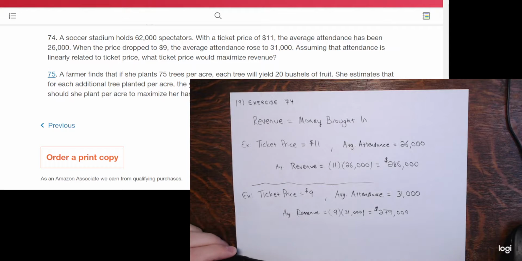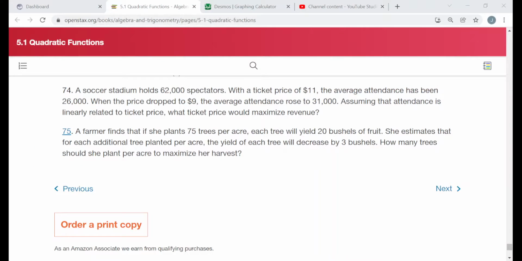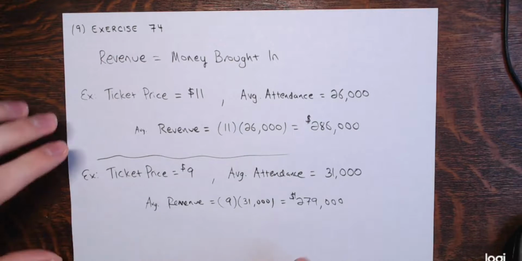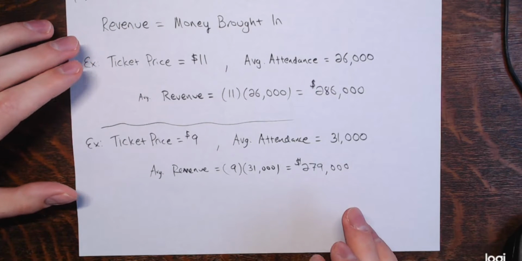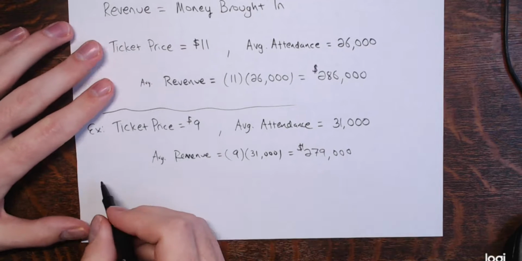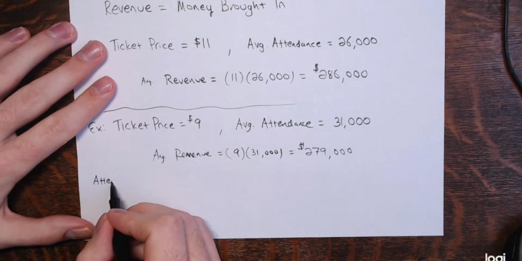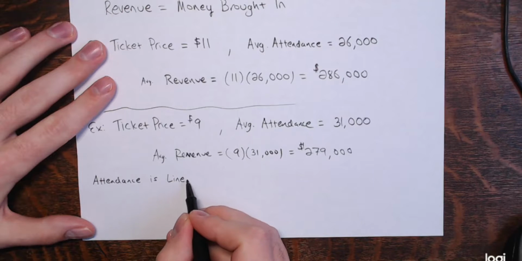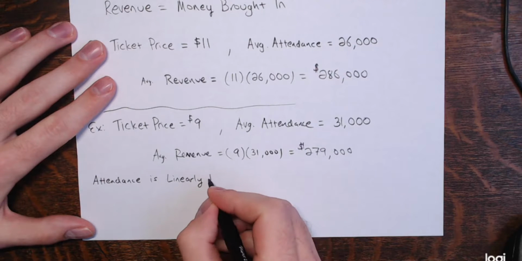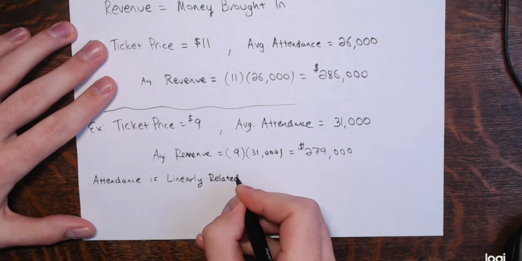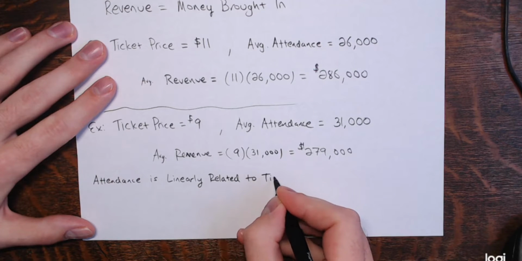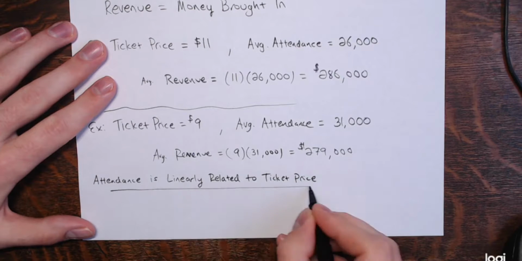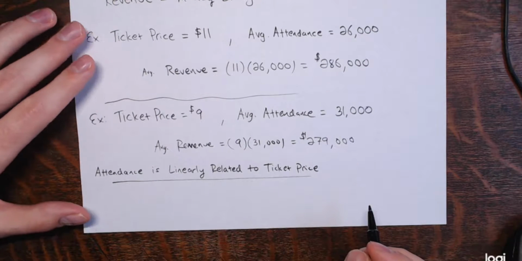All right, so that should be enough to be able to answer their question, to be able to build some equations, build some models. Now they told us that attendance is linearly related to ticket price.